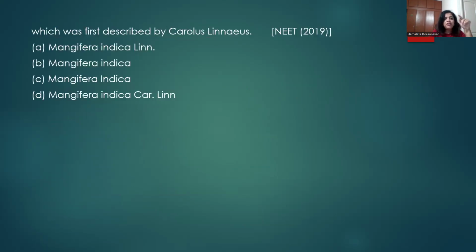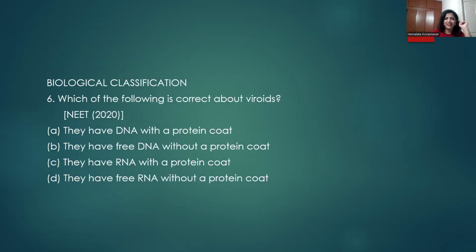Which was first described by Carolus Linnaeus? Mangifera indica Linnaeus, Mangifera indica Carl Linnaeus. Understand this. Mangifera indica is a binomial nomenclature given by Carolus Linnaeus. You know that binomial nomenclature has first the genus and species, and the author name should come at the end. That should be Linn, not Carl Linnaeus. Therefore, it should be option A. Correct? Next, biological classification.